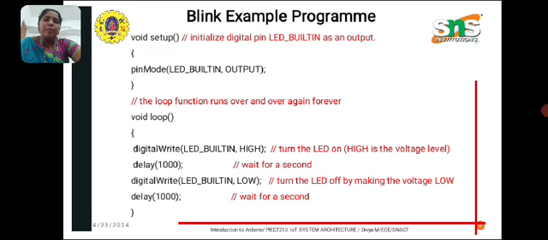This is a sample program for LED blinking. Here we have mentioned the pinMode of LED_BUILTIN as OUTPUT, and we have to write digitalWrite as HIGH so that the LED will turn on. Some delay will be given there, and after that digitalWrite LED_BUILTIN is set to LOW, so we turn the LED off by making the voltage low, and there will also be a delay for a few seconds so that we can view the output.